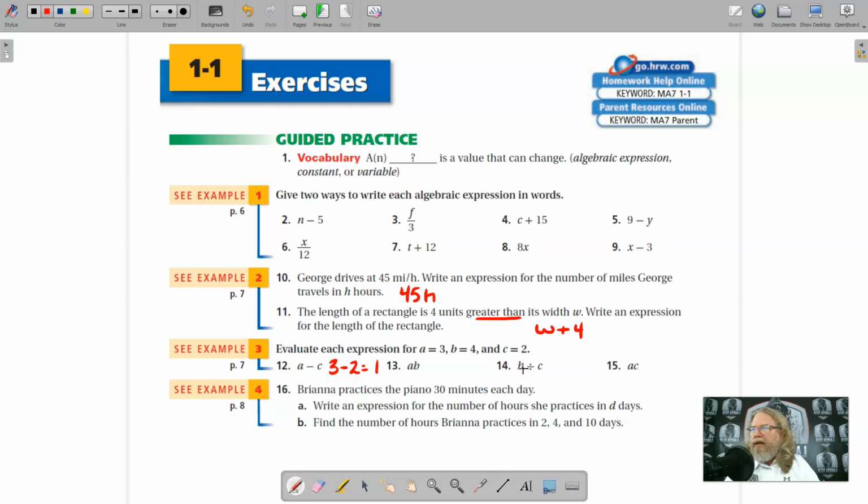For number 14, the value of b is 4. We're going to divide that by the value of c, which is 2, and 4 divided by 2 is indeed 2.